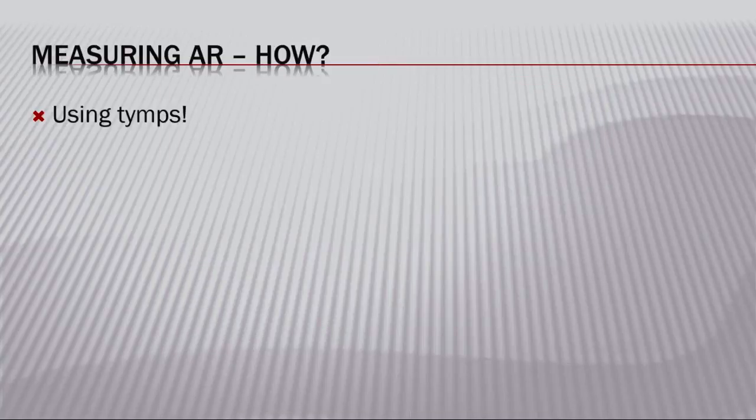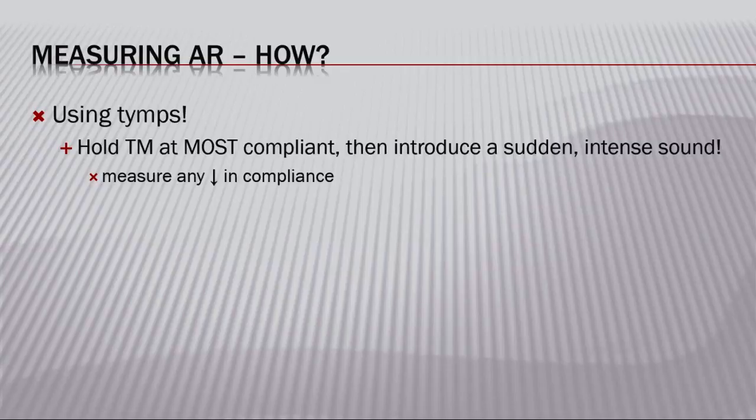So we measure the acoustic reflex using TIMPs. And the way that it works is that we hold the tympanic membrane at the pressure where it vibrates the easiest. And then we introduce a sudden, very intense sound and measure any decrease in compliance that happens as a result. So essentially we hold the TM at its most compliant and then try to evoke the reflex and measure the stiffening of the TM in response.